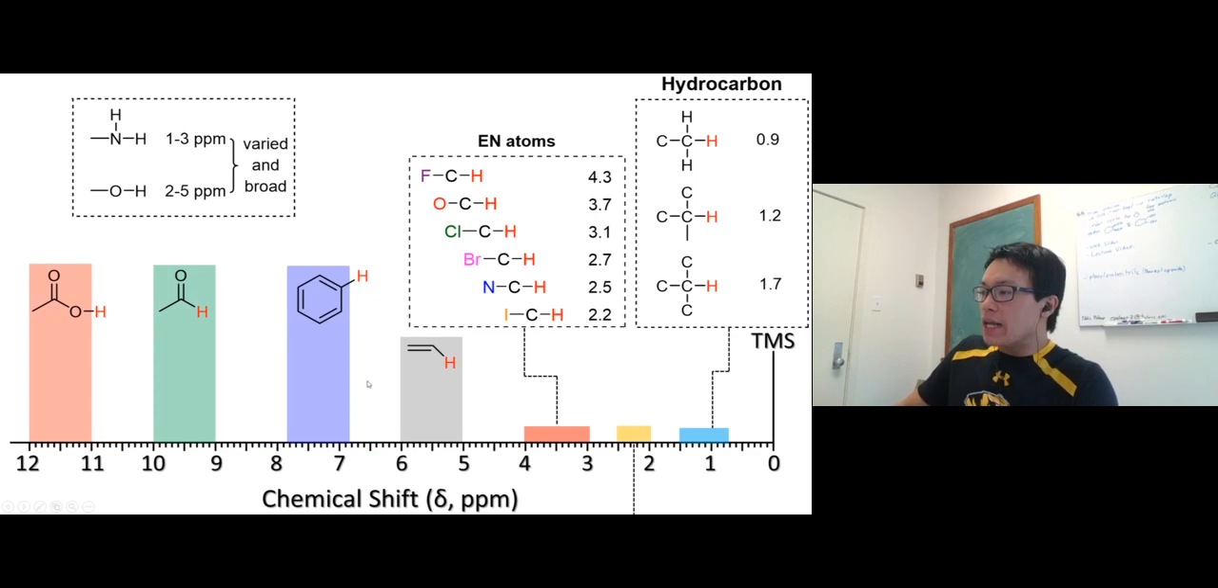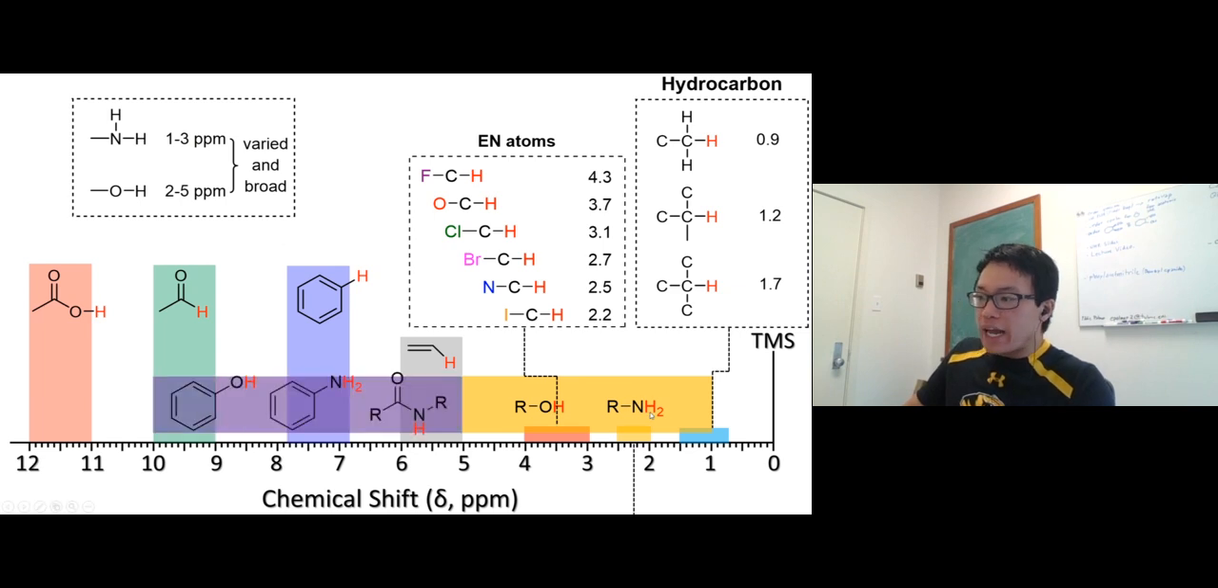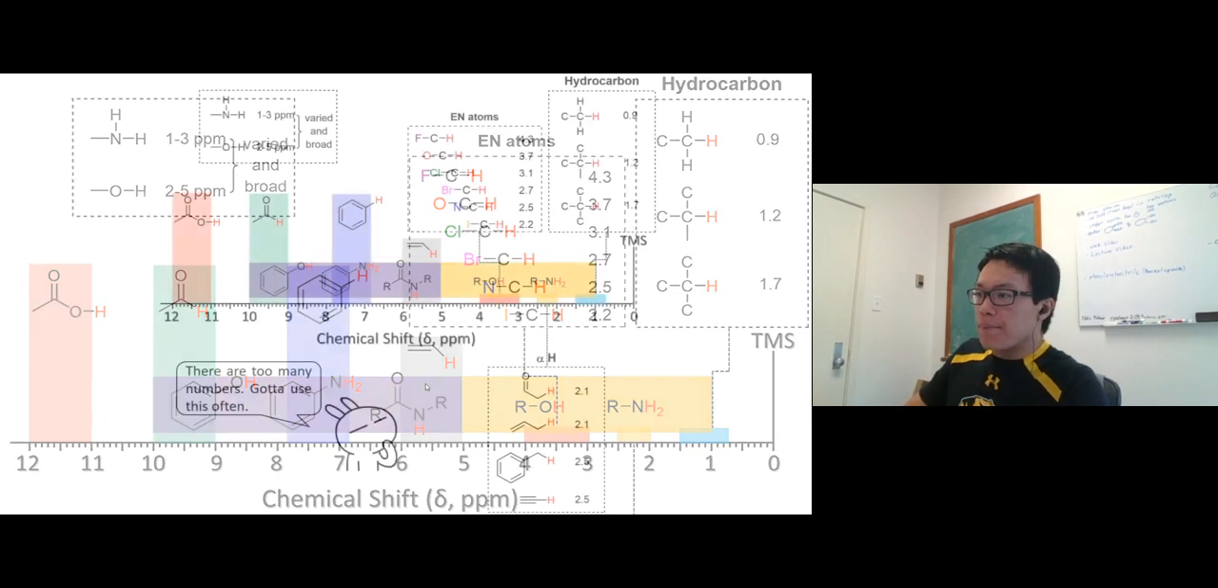Oh, I forgot one thing. For amine and alcohol, it's broad, usually 1 to 5. So 1 to 3 for amine, 2 to 5 for alcohol. If this OH or NH is attached to an sp2 carbon, it goes up to 5 to 10. They vary.